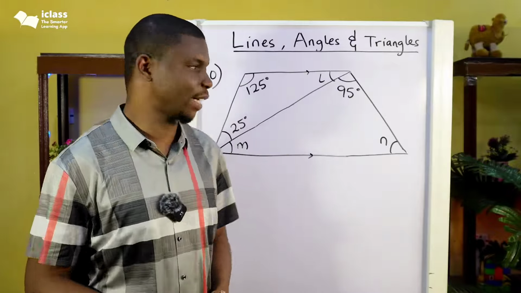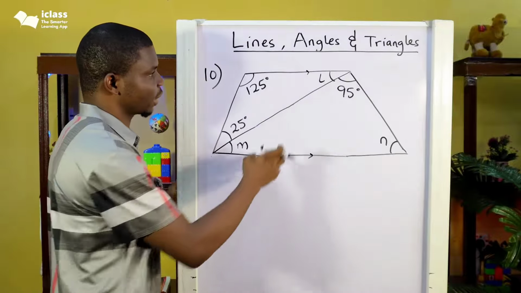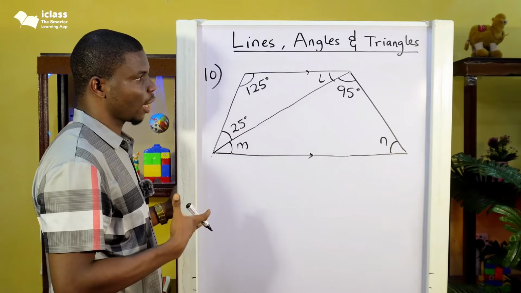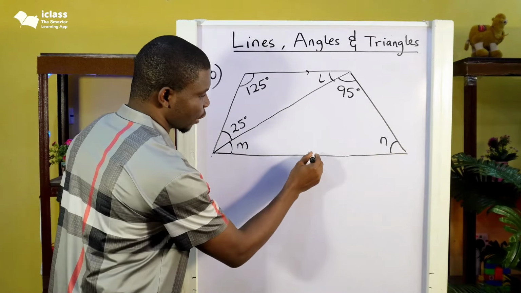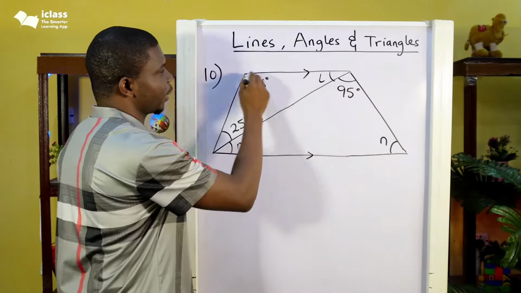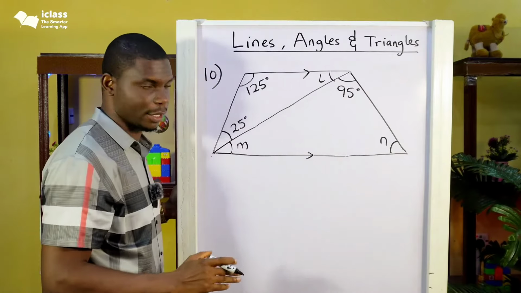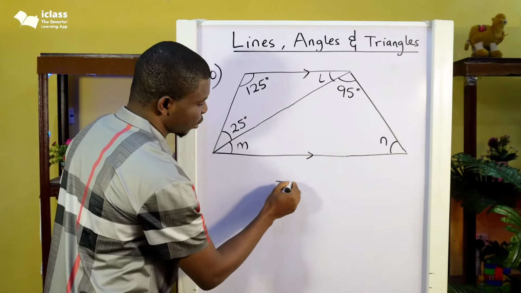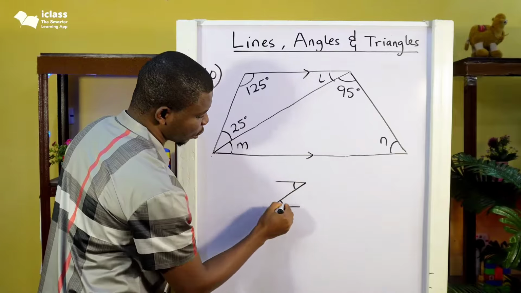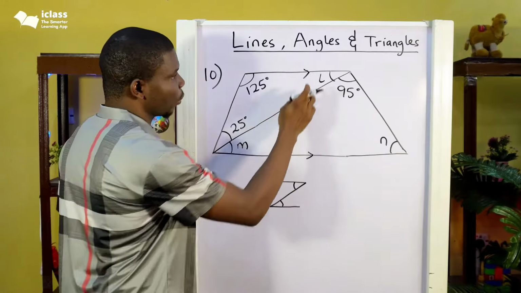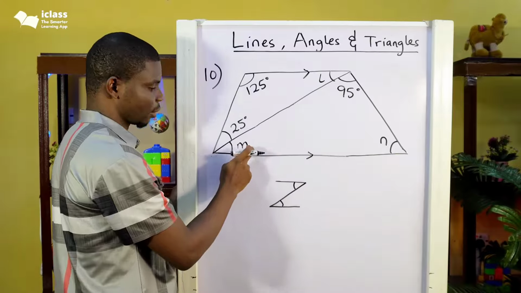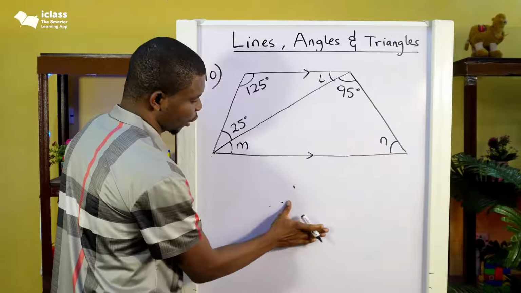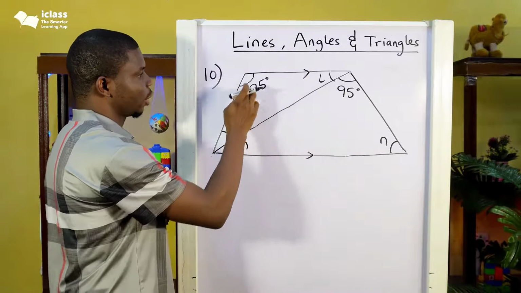Now to question number 10. Find the missing angles L, M, and N in the figure on the board. How do we go about this? Now you need to see that this line and this line are parallel lines, right? So it means L and M are what? Alternate angles. So whatever we get for L, we can say that that's also equal to M, right? Alternate angles are equal. All right, so let's get L.